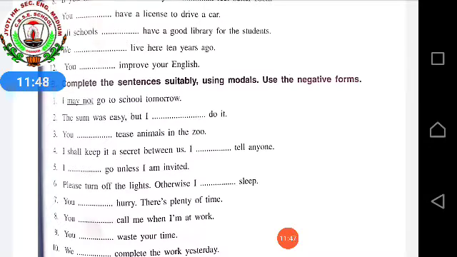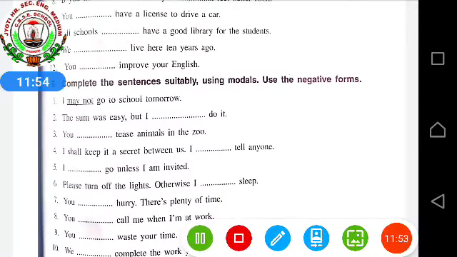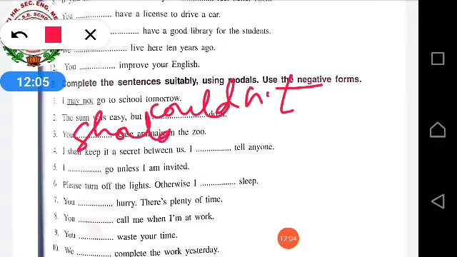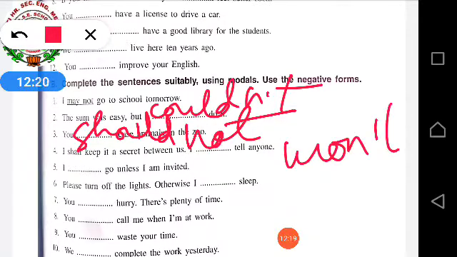I may not go to school tomorrow. Second one, the sum was easy but I dash do it but I couldn't do it. Couldn't or could not, both are same. But I couldn't do it. You dash tease animals in the zoo. You should not or you shouldn't. You should not tease the animals in the zoo. Fourth one, I shall keep it a secret between us. I dash tell anyone. So it will be I won't tell anyone. Fifth one, I dash go unless I am invited. So it will be I won't go unless I am invited.